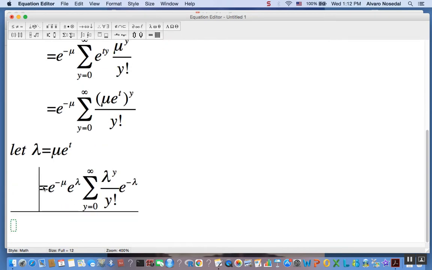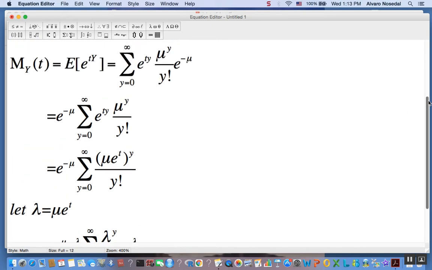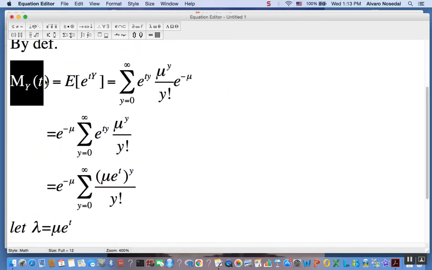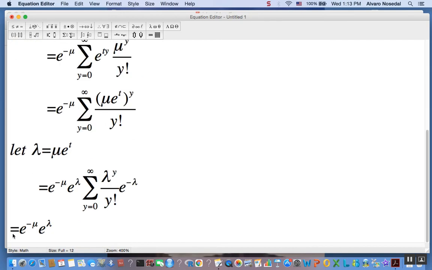So now what we have here is that the MGF is just this guy, right? That's the MGF of your Poisson. And let's go back to what lambda is. It represents this, right? So we have the product between those two exponentials, but lambda happens to be mu times e to the power of t.